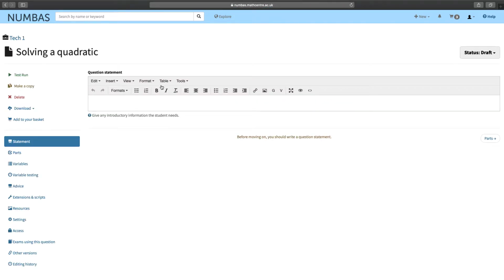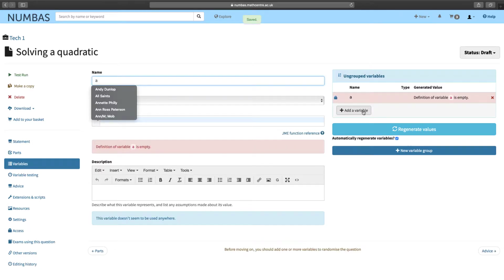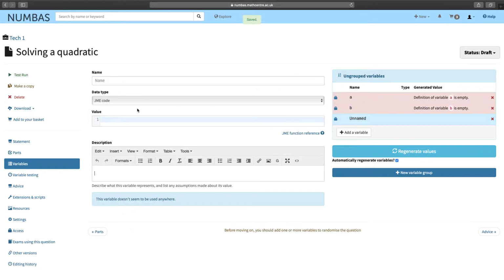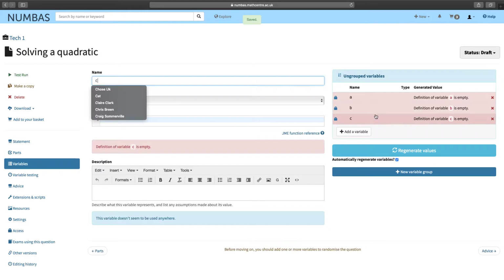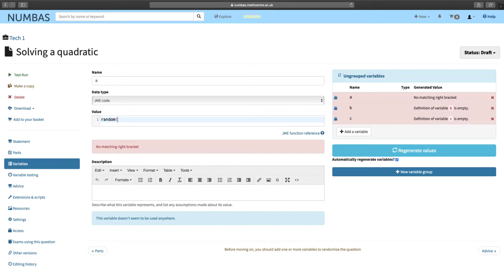Right, so for this question, the part that we're going to randomize is just going to be the coefficients of the equation. So if we go to variables, first variable is going to be called A, and then we'll add another one, we'll call it B, and we'll add another one, we'll call it C. And they're just going to be the coefficients. For each one of these, we just want them to be random, so we'll randomize them, and we'll do it for a coefficient of x squared.